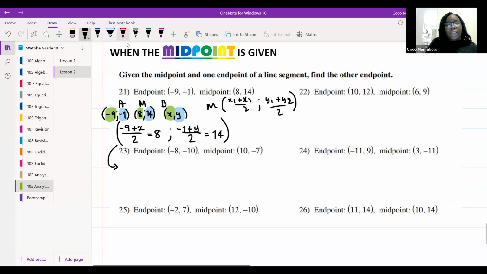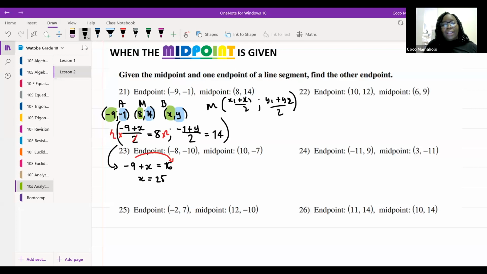I'm going to solve here by multiplying both sides by 2. Then I'm going to get -9 plus X is equal to 16. Take the -9 over to the other side, and I'm going to get X is equal to 16 plus 9, which is 25. That's the X value.